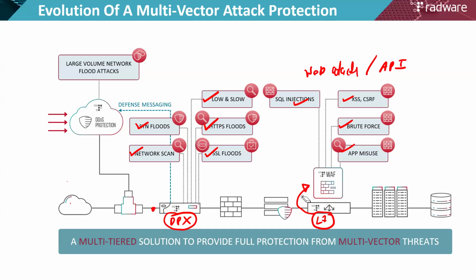So this is how you can combine multiple solutions from Radware and place them at the respective positions to completely mitigate any kind of attacks which are coming towards your organization, be it layer 7, layer 3, or layer 4. All this would be mitigated by different solutions. So Radware provides you a multi-tiered solution to provide full protection from all kinds of multi-vector threats and vulnerabilities.